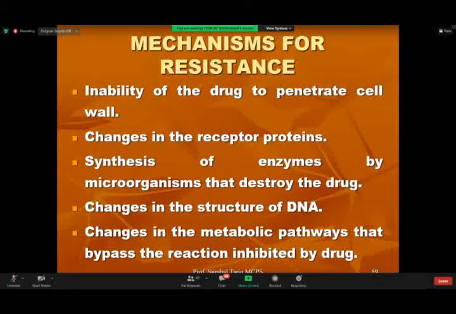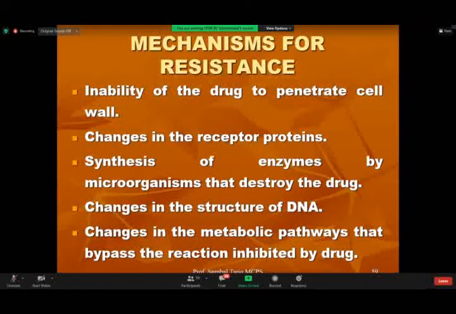The structure of the DNA will change, so that the drug which was meant to go, in the case of fluoroquinolones, and cause DNA gyrase inhibition, finds such a change in the DNA of the microorganism that it has no effect.